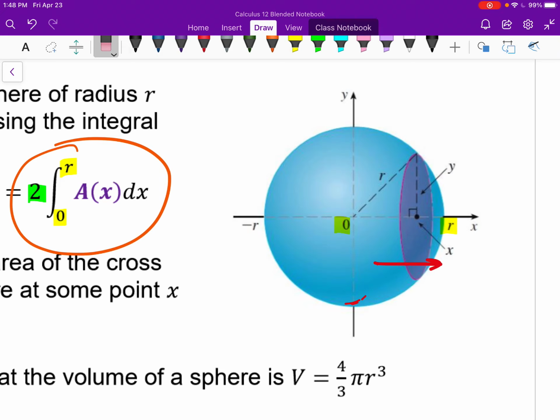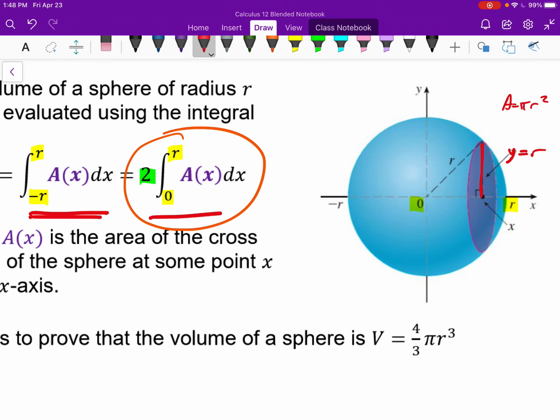So the area of that circle there is pi r squared. But in this case, the radius is the same as the y value. So to not make this get too messy, I'm going to draw that in red. Again, it's my y value. So I need to think about what that is with respect to x. How is y related to x? Because if I look at my integral here, I want to integrate this with respect to x.